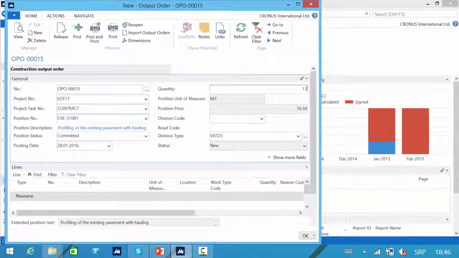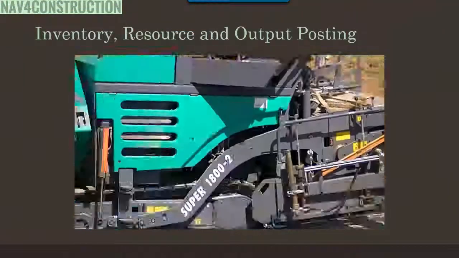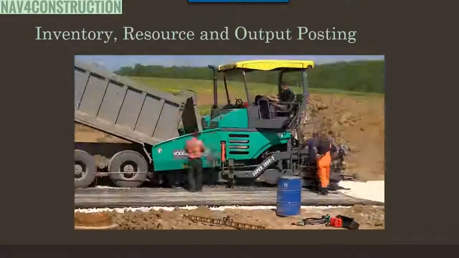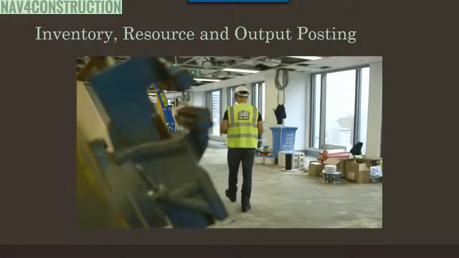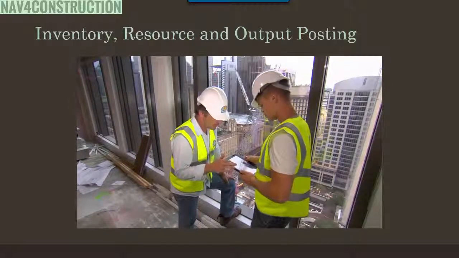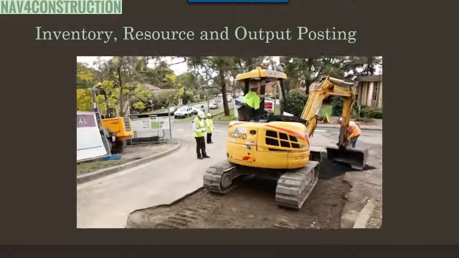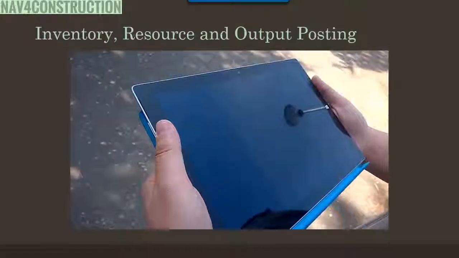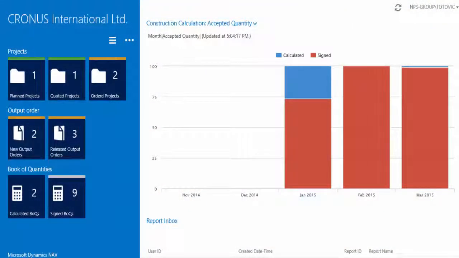This is an output order with a lot of important values. The same situation is on all construction projects, from civil engineering to building construction. Sometimes you can use your PC for posting all this information, but sometimes you must be on site and must be mobile. In this case, we want to use tablets. With Microsoft Dynamics NAV 2015, this is a normal situation, and the same is true with NAV4Construction. You can use a tablet when you need it for all processes.